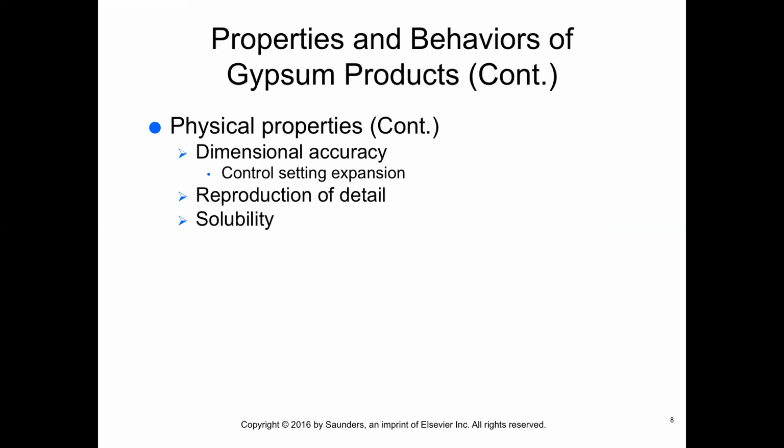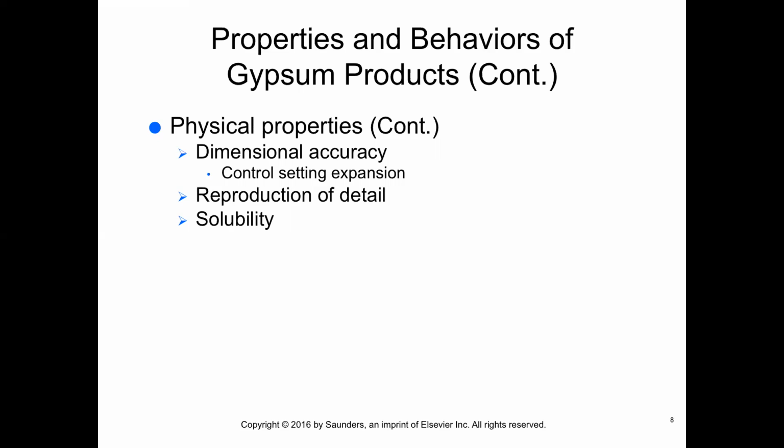Setting expansion occurs with all gypsum products. Plaster has the highest rate of expansion and high-strength stones have the lowest rate. Setting expansion is the result of growth of crystals as they join together. Some expansion is acceptable, but large amounts of expansion will keep the end result from fitting. Setting expansion occurs only during hardening of the gypsum, and it's important to control this.